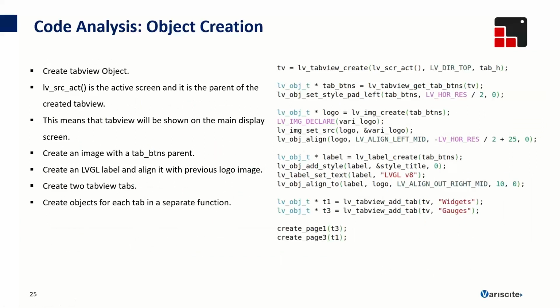Let's now check how we can create the tabs. As you remember, we have two tabs, the widgets and the gauge. So basically, we need to create a kind of tab view. Actually, it's a dedicated API in LVGL. We start creating the logo. We create the label beside the logo, and we create the tab view beside the label. So this is the architecture of the header of the application. And this will create objects for each tab that we will populate later.